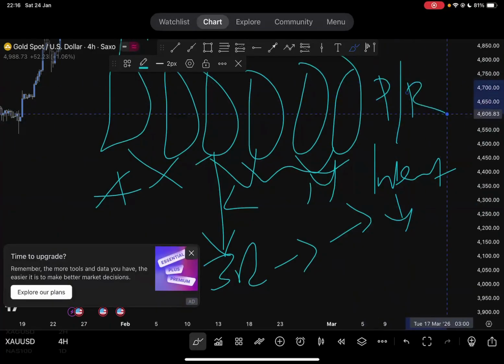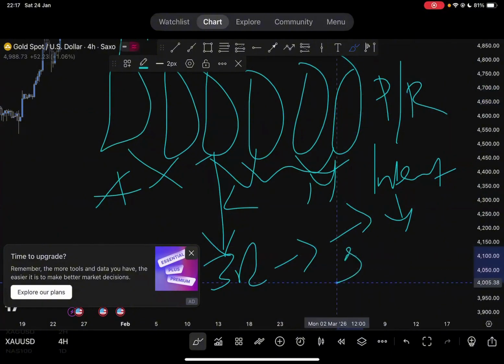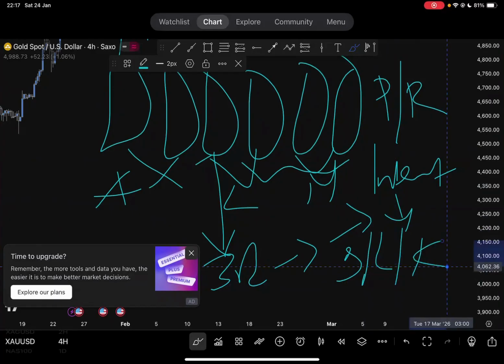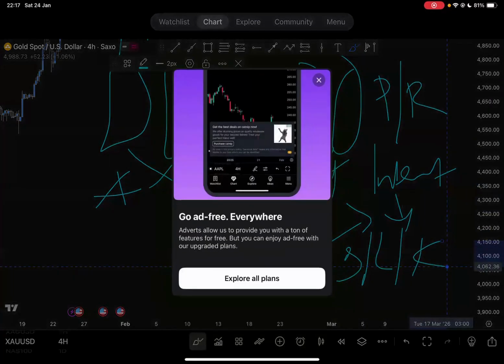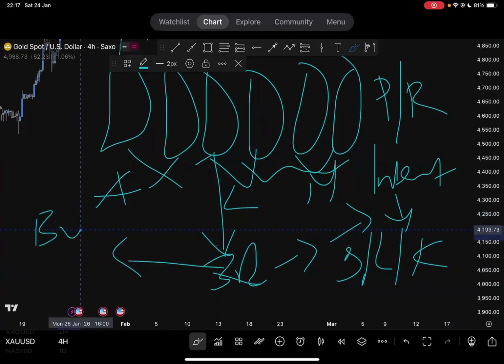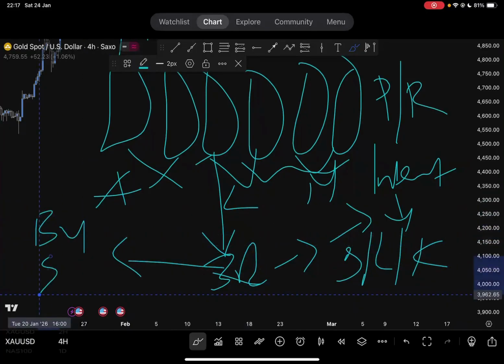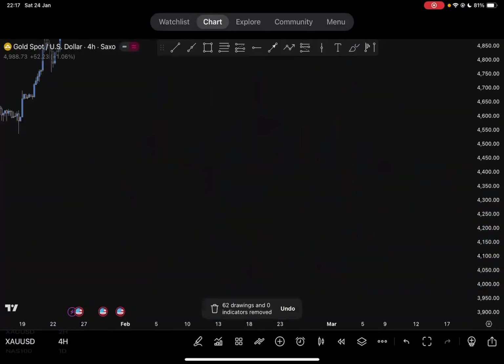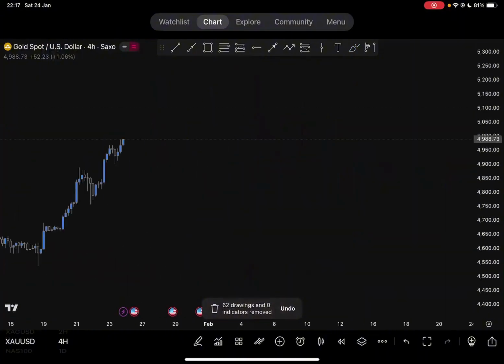I pay attention to what happens in addition to structure, liquidity, and also my POIs, key levels, and everything. This gives me a clue of what I should look for, either buy or sell. Once you can understand that, you are good to go.